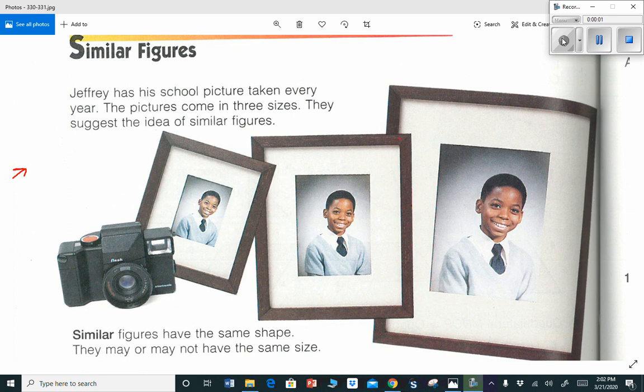Hi again, fifth graders. Today's lesson is called Similar Figures. So here we go.